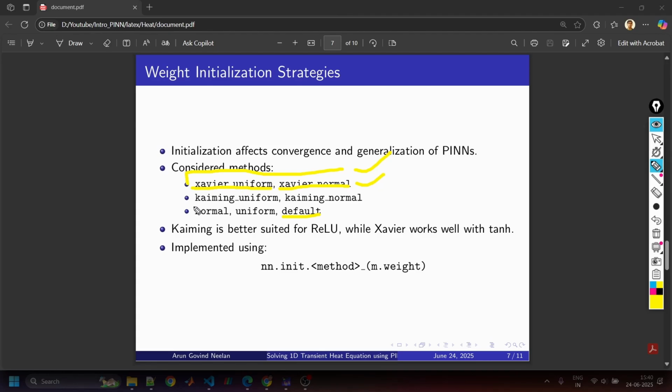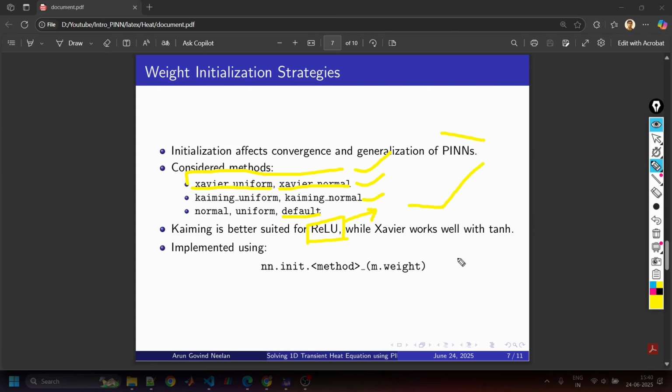Another one is Kaiming uniform and normal. This is very good for ReLU activation functions. But these are not good for PINNs, because in PINNs we may calculate the second gradient. At that time, the ReLU activation becomes a constant value or 0 when we go for higher derivatives.